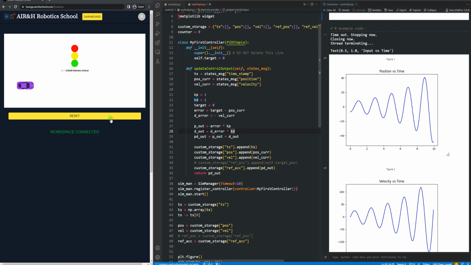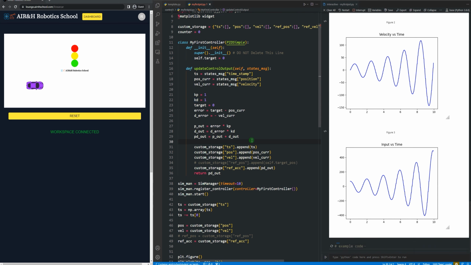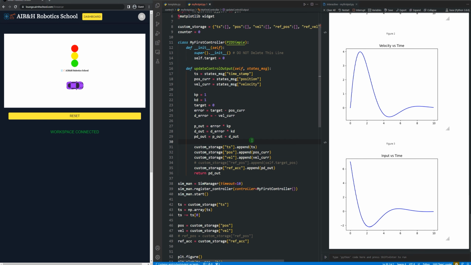Let's just run this. I'm going to reset this just to make sure, and Control Enter. The car was kind of slowing down, but it again passed the traffic light. And then it's kind of coming back, and eventually it stopped. So there's no more oscillation. Look at this beautiful graph here.